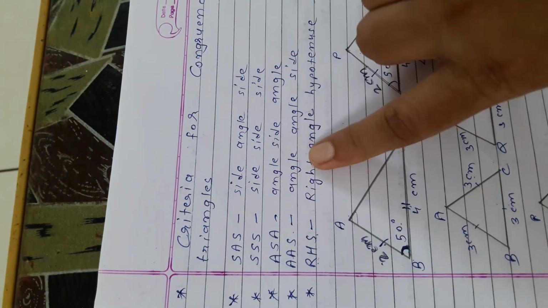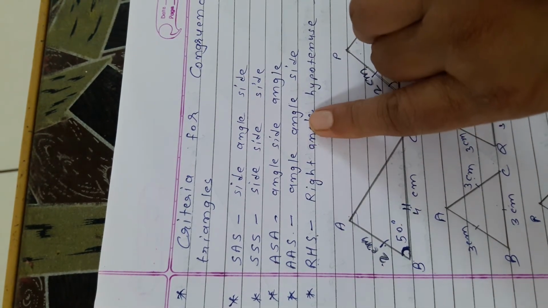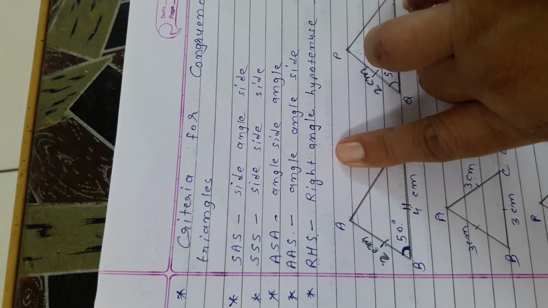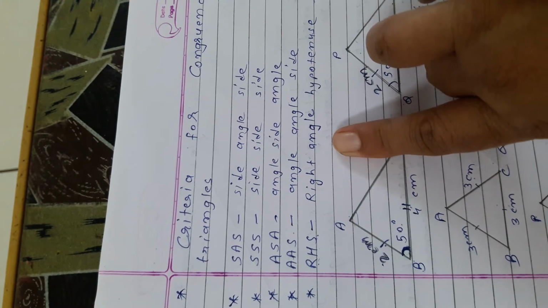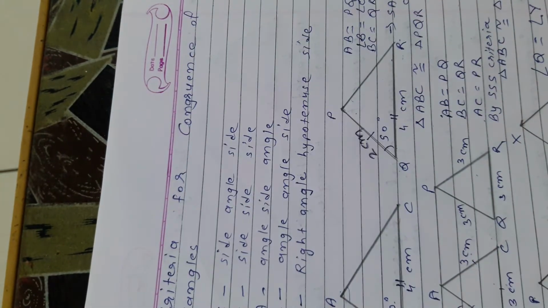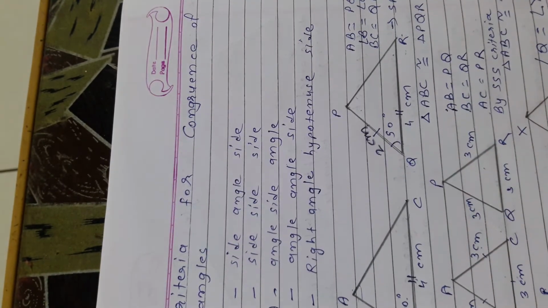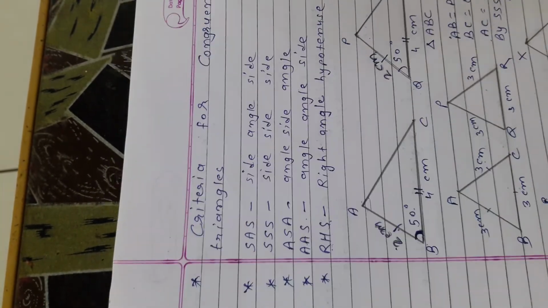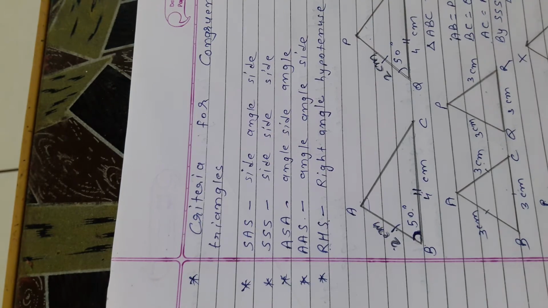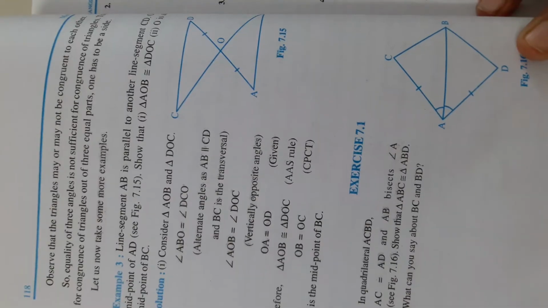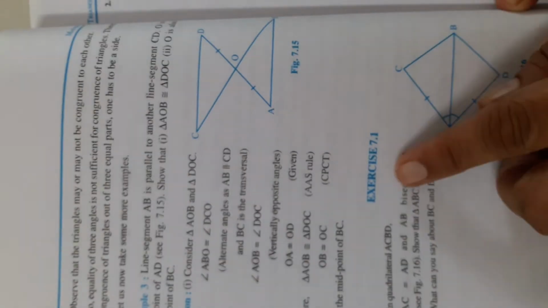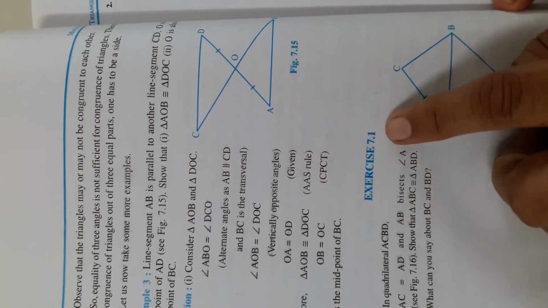These criteria we use in the exercise to prove that two triangles are congruent. You have to write the definition and this explanation in your maths notebook. Now, our first question, exercise 7.1.